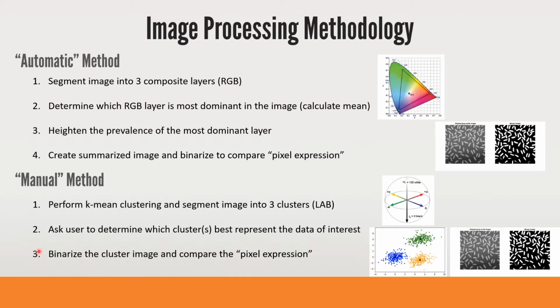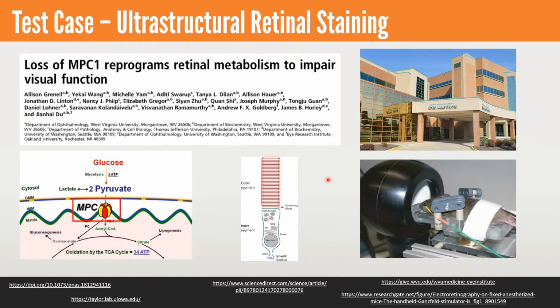And then lastly here, it's going to binarize that clustered image and compare the pixel expression, right? So just the prevalence of the color that it's looking at, kind of like it did in the automatic method. But we're going to see that even though these two have some similarities, they come to very different conclusions in our code.